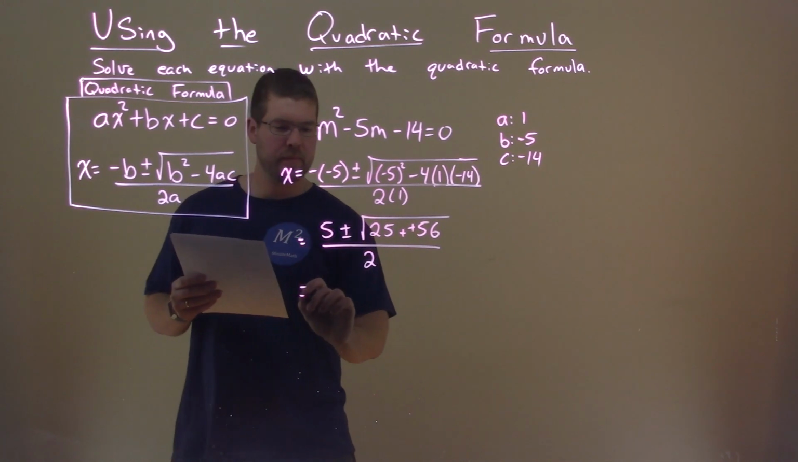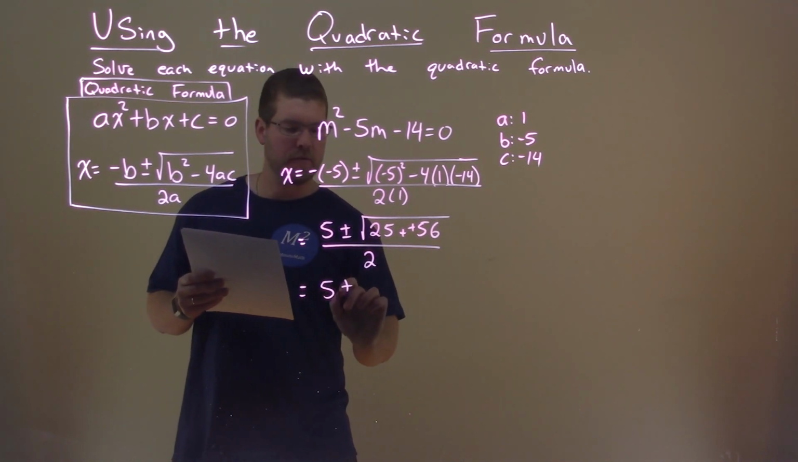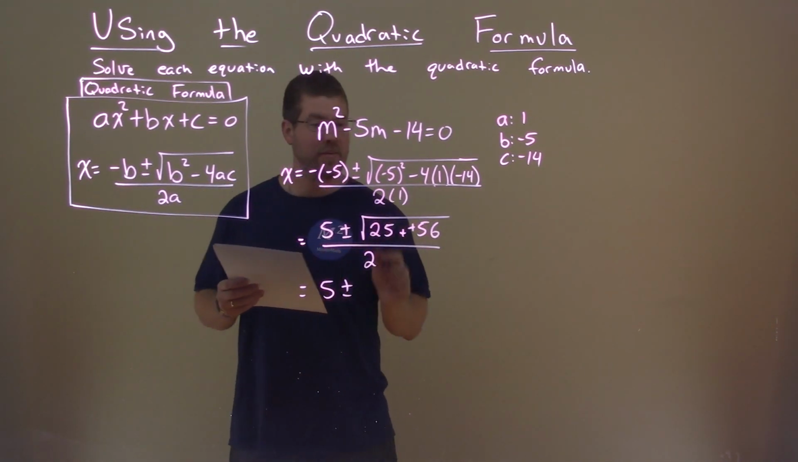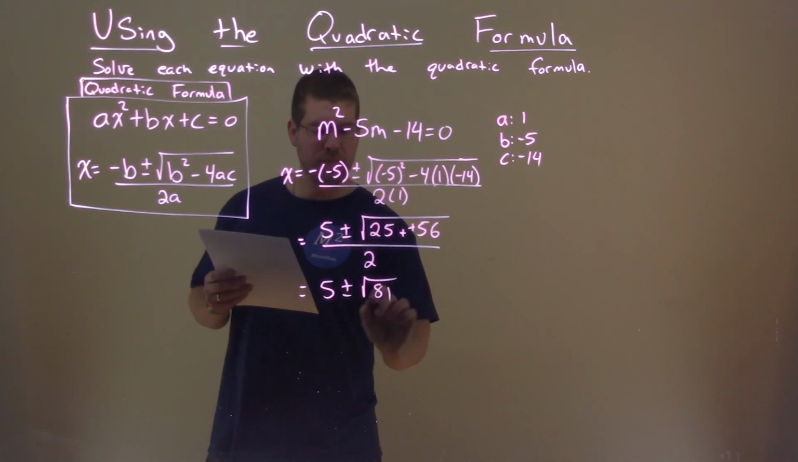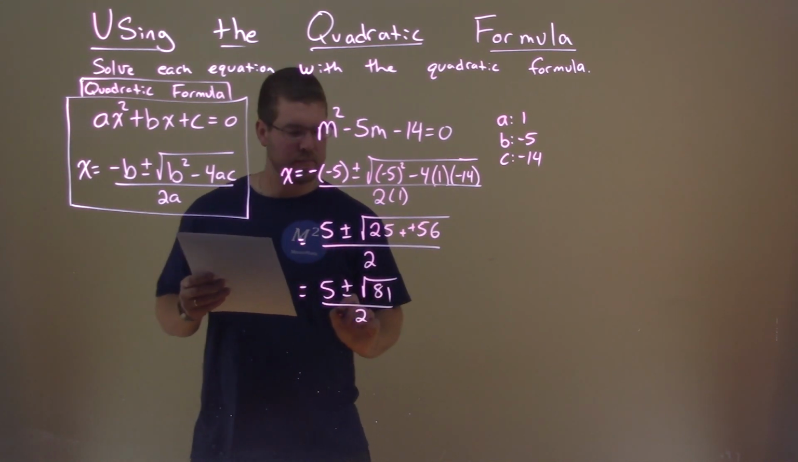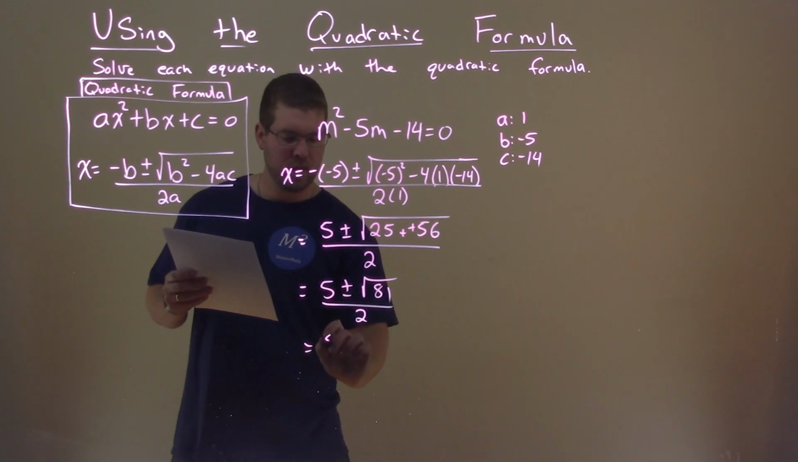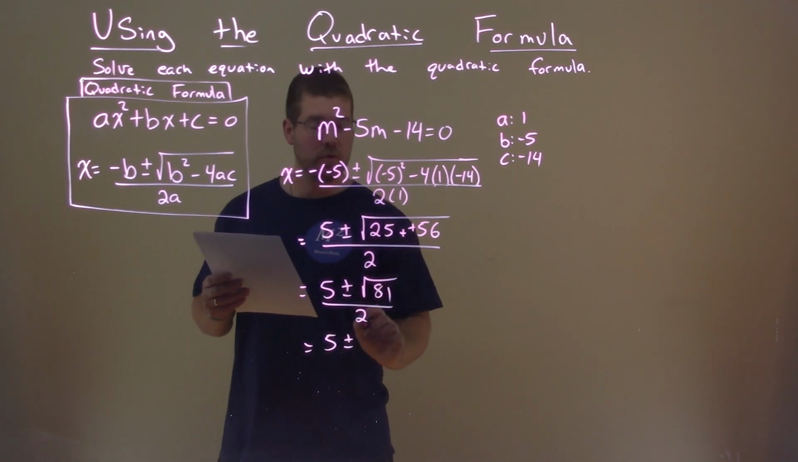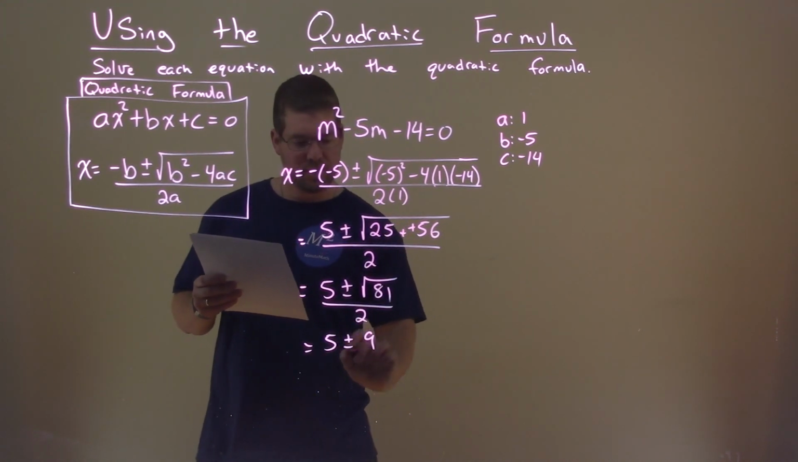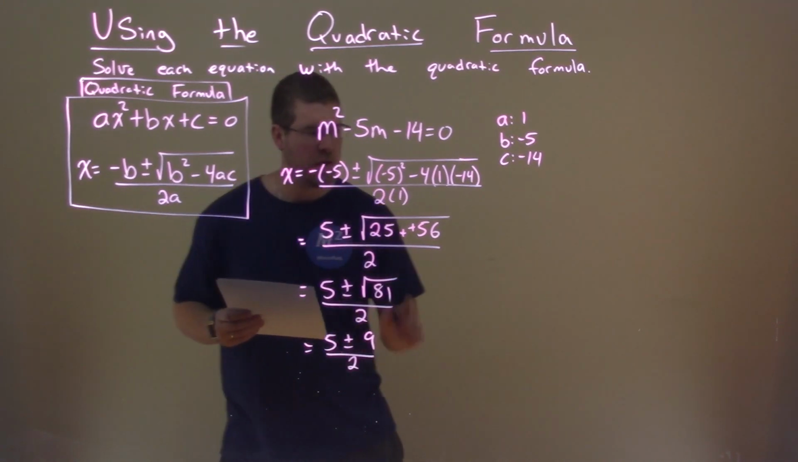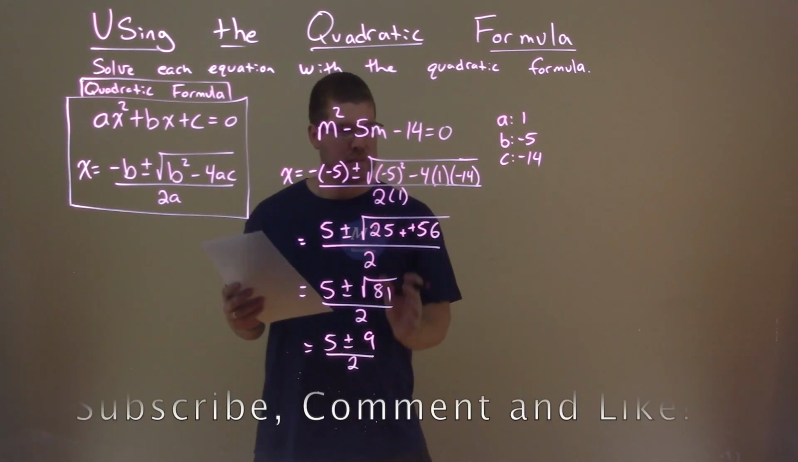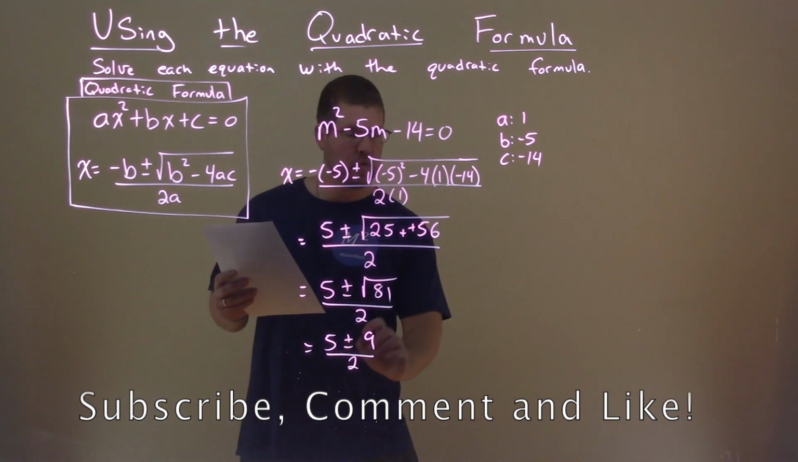Simplify that, keep on going. 5 plus or minus 25 plus 56 comes out to be 81 over 2 here. Keep on going. 5 plus or minus the square root of 81, which is 9 over 2. And now we're at a point where we've kind of simplified it. So we're going to break this into two parts here.